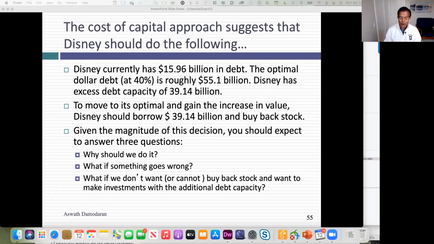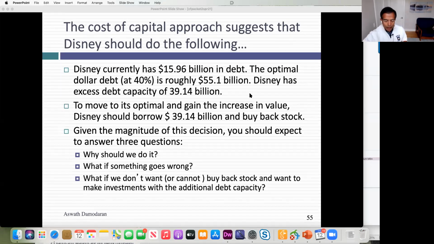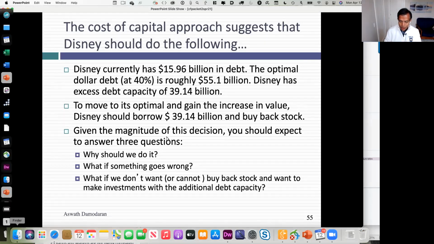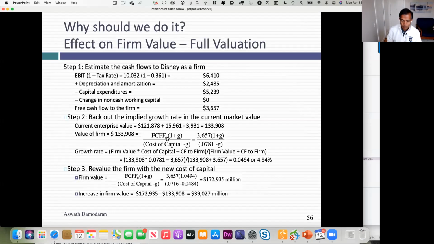So let's start with the first question. Why should we do it? I'm going to start by looking at the standard answer. Your cost of capital goes down. So let's review what the cost of capital will in fact do if Disney goes to its optimal. Right now, Disney's cost of capital is 7.81%. That's at the 12% debt ratio, their existing debt ratio. If they go to their optimal, which is 40% debt, their cost of capital decreases to 7.16%.